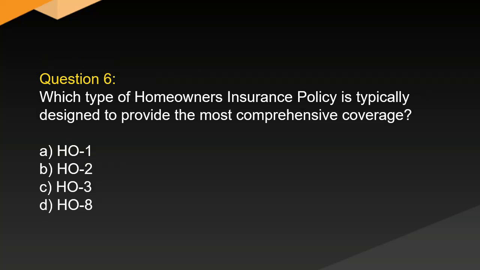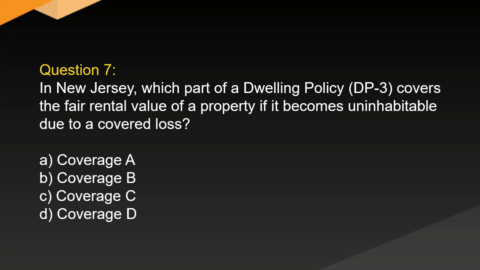Question 6. Which type of homeowner's insurance policy is typically designed to provide the most comprehensive coverage? A. HO1. B. HO2. C. HO3. D. HO4. Question 7. In New Jersey, which part of a dwelling policy, DP3, covers the fair rental value of a property if it becomes uninhabitable due to covered loss? A. Coverage A. B. Coverage B. C. Coverage C. D. Coverage D.